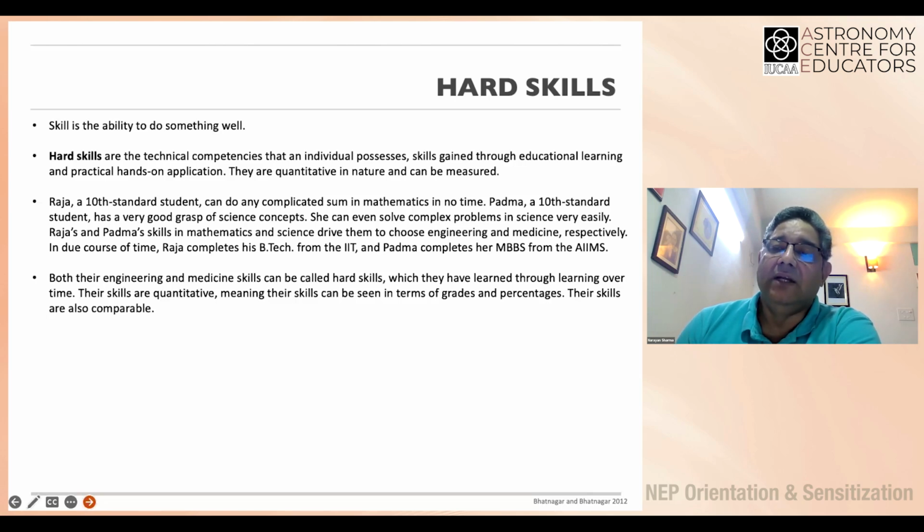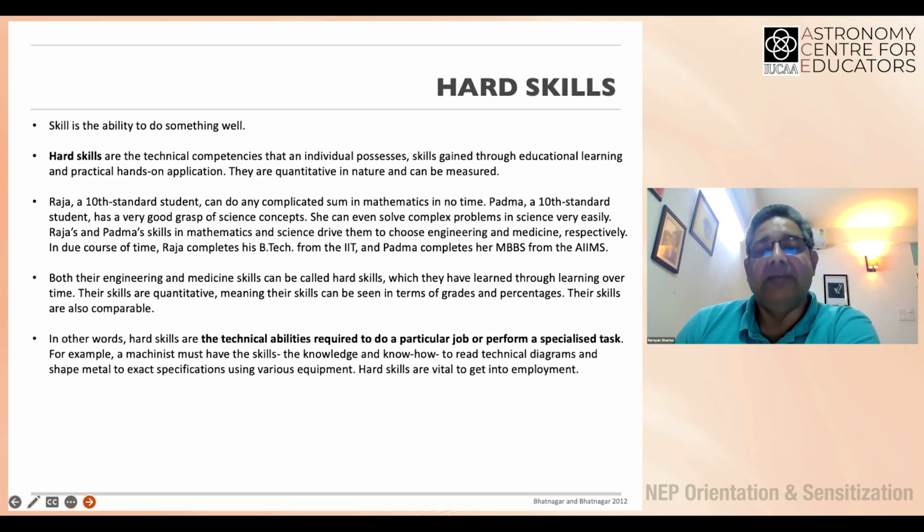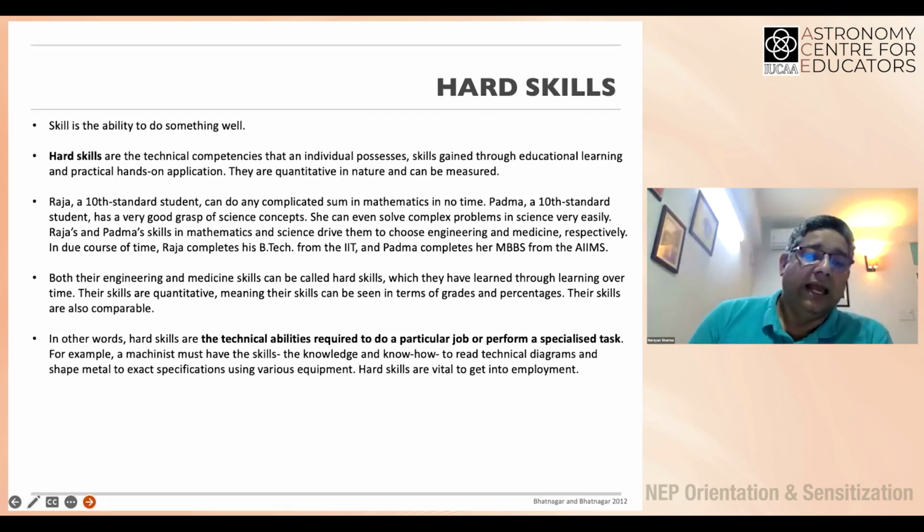which they have learned through years of learning. Their skills are quantitative, meaning you can see the skills in terms of their grades, their marks, and the percentages. Their skills are also comparable. In other words, hard skills are the technical abilities required to do a particular job or perform a specialized task. For example, a machinist must know how to read a very complex technical diagram, and then shape metals to exact specification by using various equipment. Very importantly, hard skills are vital to get into employment.